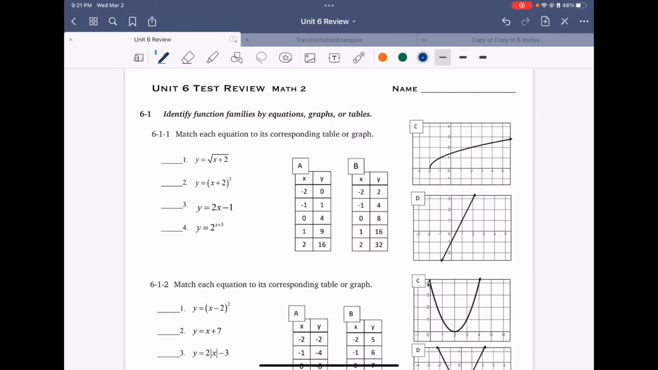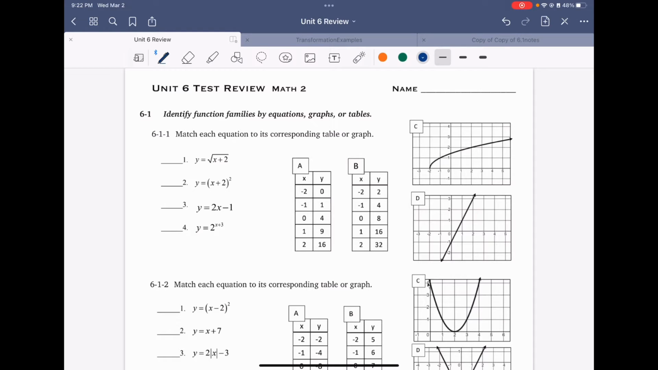All right, this is the review for Unit 6 test. I recommend you don't try to do it all in one sitting. Do maybe a page at a time or a section at a time. Also, don't just watch me. Maybe watch one and then take a break and try them on your own. The answers are on Canvas as well, so you can do the work and then check your answers. So let's go ahead and get started.